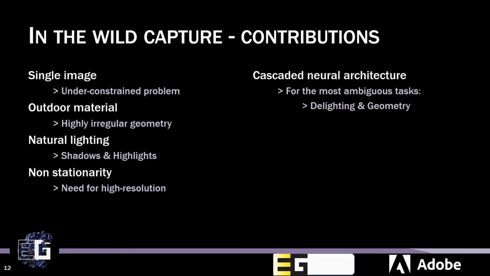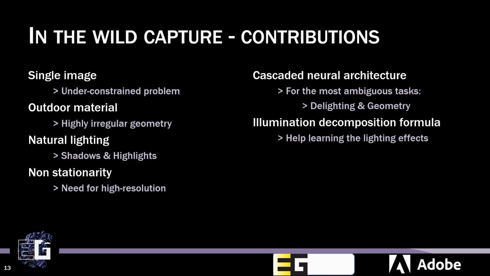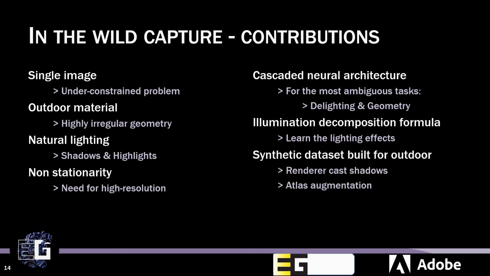To tackle these challenges, we propose a set of contributions: a cascaded neural architecture whose full capacity is focused on solving the most ambiguous task, the daylighting and the geometry extraction. We propose to bring a bit of semantic on the learning of how the light affects the color response of the material by using the illumination decomposition formula.